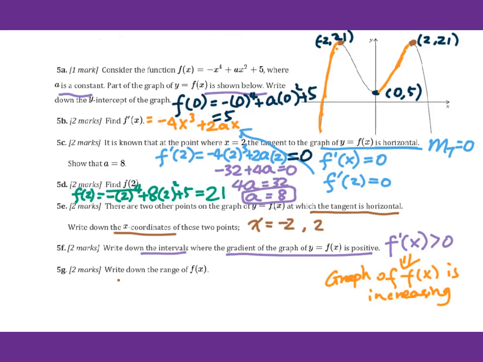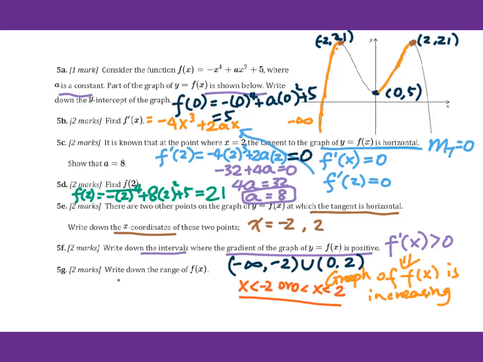For interval, this part is from negative infinity. Here's from 0 to 2. Therefore, the solution will be negative infinity to negative 2, union set 0 to 2. Or you can write down inequality like x less than negative 2 or x greater than 0 and less than 2.